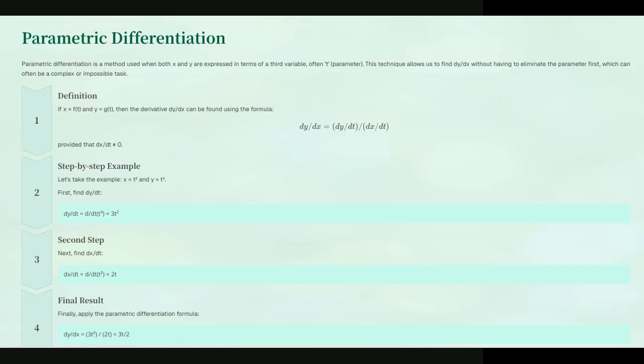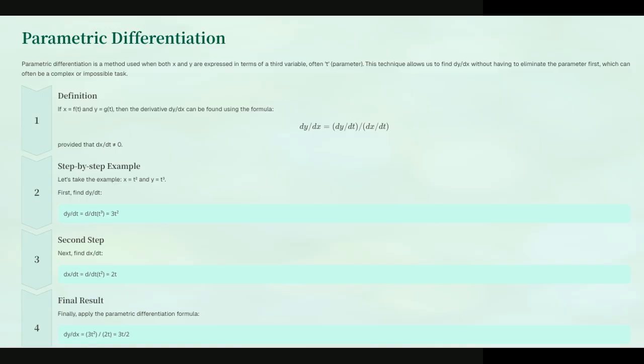Now, parametric differentiation is used where both x and y are expressed in terms of a third variable, often t. This allows us to find dy/dx without having to eliminate the parameter first, which can often be a complex or impossible task. What do we mean? For example, x and y are given in terms of a function of t.